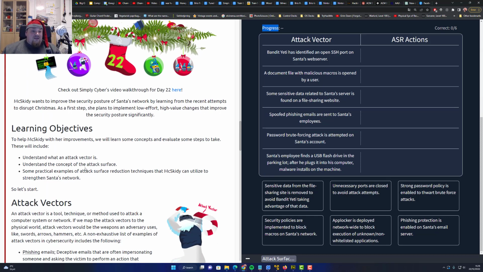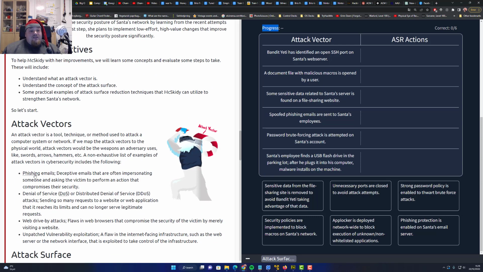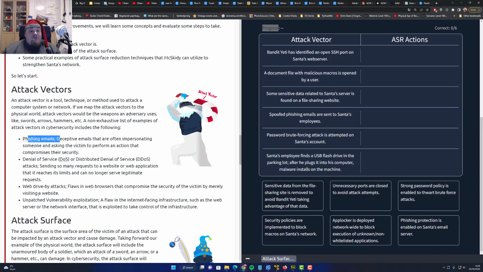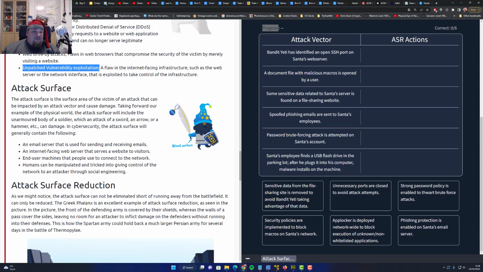It says: understand what the attack vector is, understand the concept of attack surface, and some practical examples of attack surface reduction techniques that Max Giddy can utilize to strengthen Santa's network. So let's get started. Attack vectors are things like phishing emails, denial of service, web drive-by attacks, and unpatched vulnerabilities and exploitations. On TryHackMe, it's mostly the last one that we will look at. An attack surface could be an email server, an internet-facing web server, or an end user machine that people use to connect to a network.